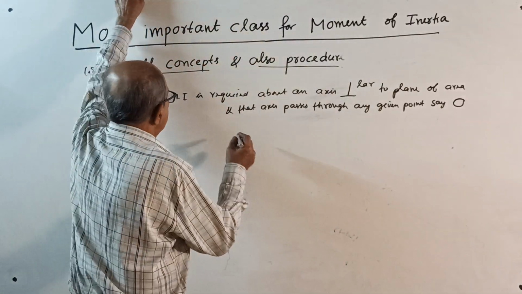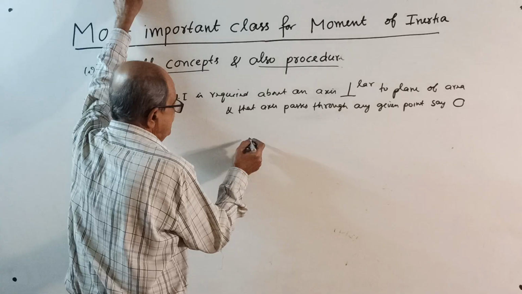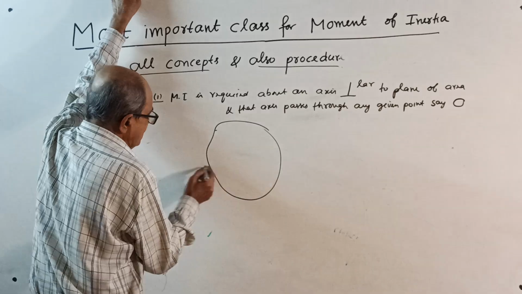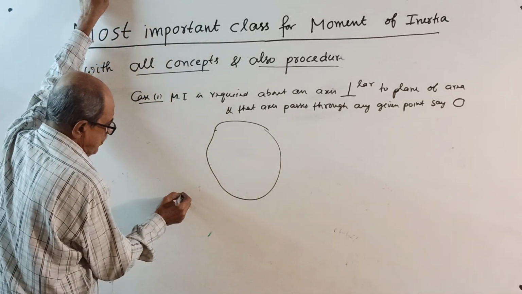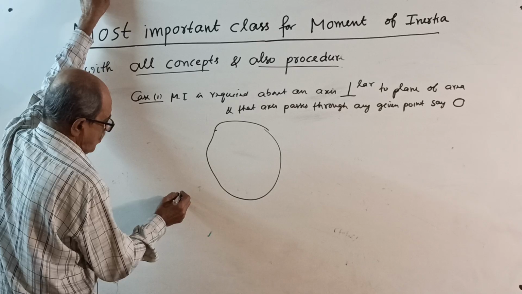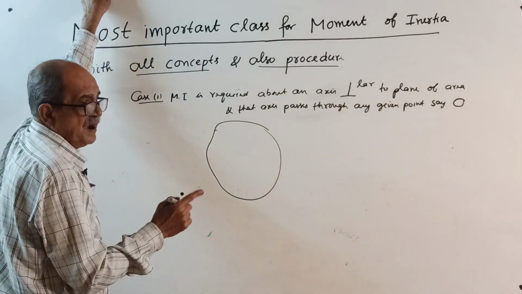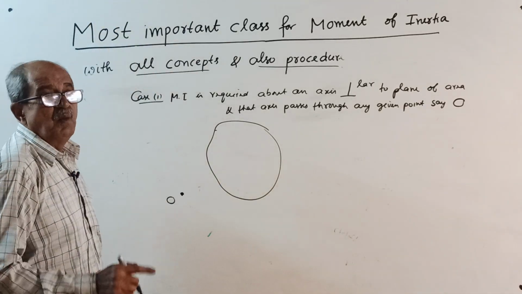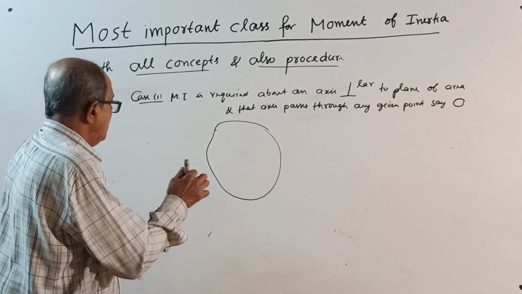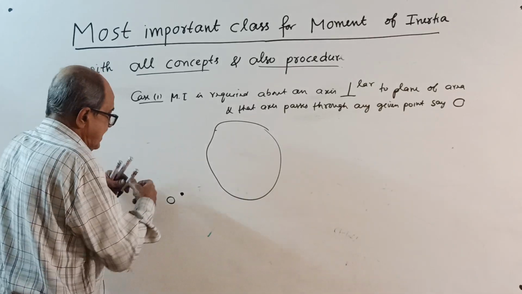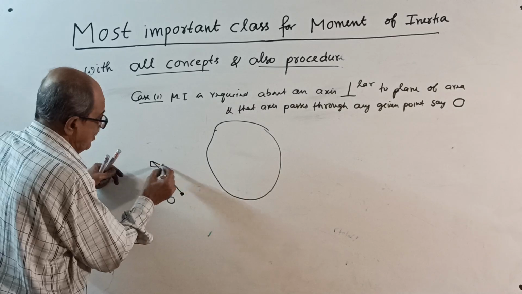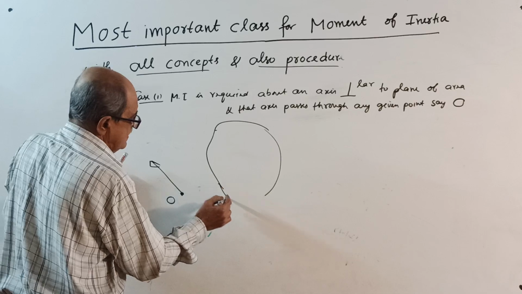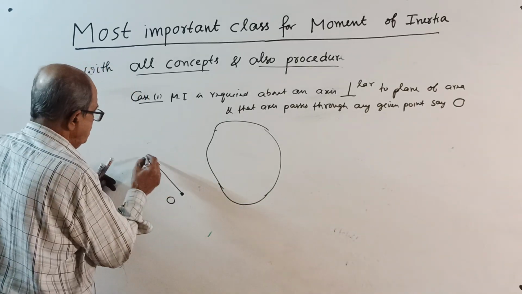Like see here. See, moment of inertia, some lamina is there here. Any given point, they can give outside also, see, some point O here, either here or here, O. They will ask you, this is a sketch given, some lamina given, they want moment of inertia about an axis perpendicular to plane of the area and passing through the point O, you call that OZ.